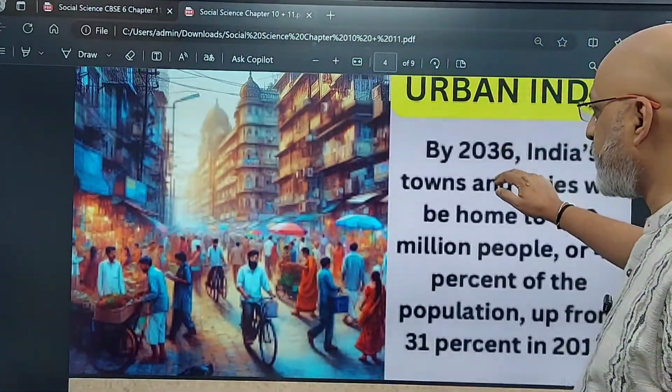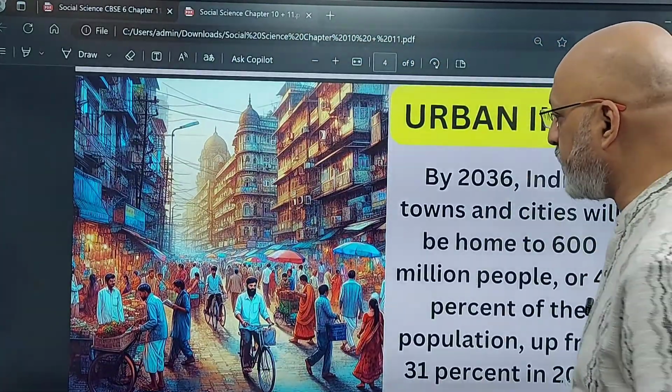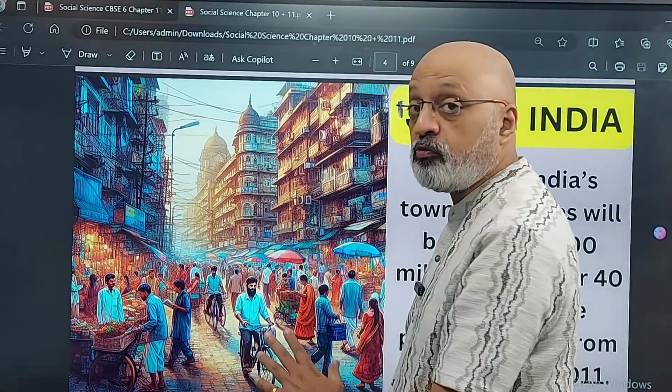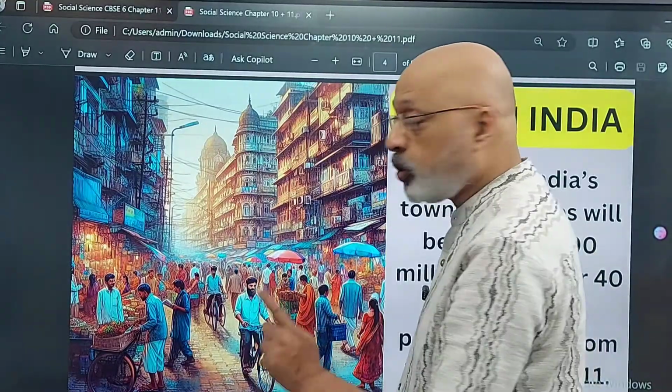Now, ये एक अच्छा स्टेटिस्टिक है जो कि आपको जानना चाहिए. ये शहरों में ऐसा हो गया है, इतनी भीड़ हो गई है because of migration of people from the villages to the cities.